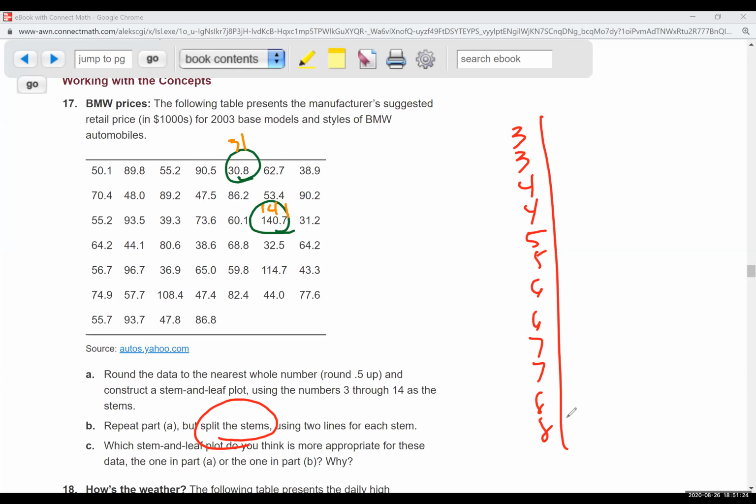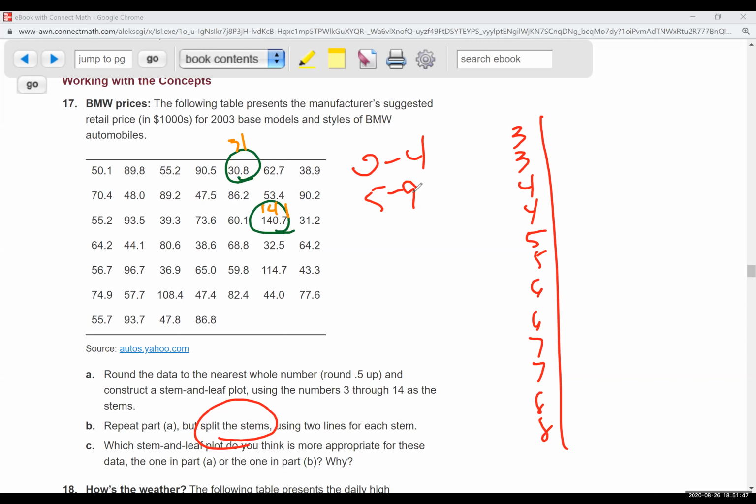Next, that's why you split it, meaning the numbers on the first stem are from 0 to 4, and then the second is from 5 to 9. 0 to 4, 5 to 9. That's how you split it. You just split the numbers in the middle.